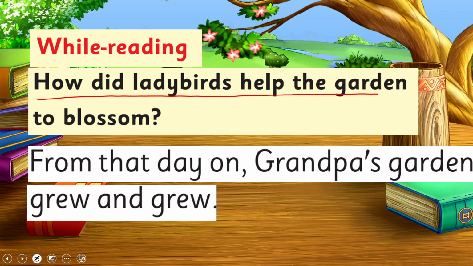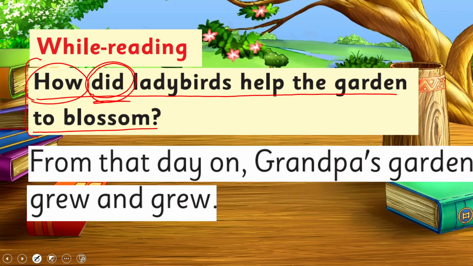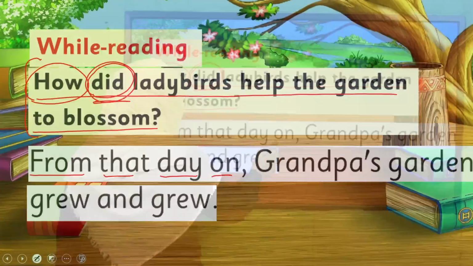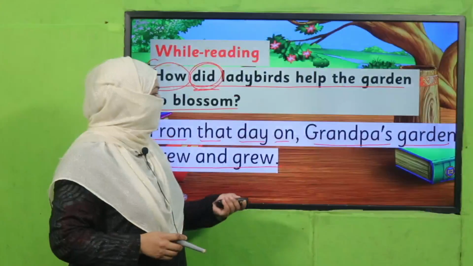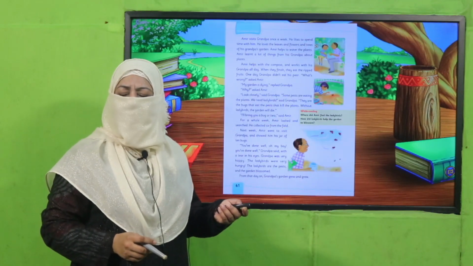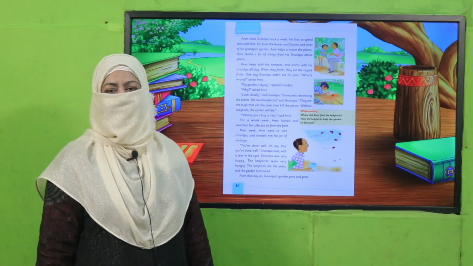Now, how did the ladybirds help the garden to blossom? First of all, find out the question type and its tense, analyze the question, and then answer it. Pause the video, answer the question, and then come back. Yes, my dear students. From that day on, Grandpa's garden grew and grew, right? So that's it about the story I brought. So first you will read the text again, and then we'll do an activity. Okay, pause the video, read the text, and then come back.